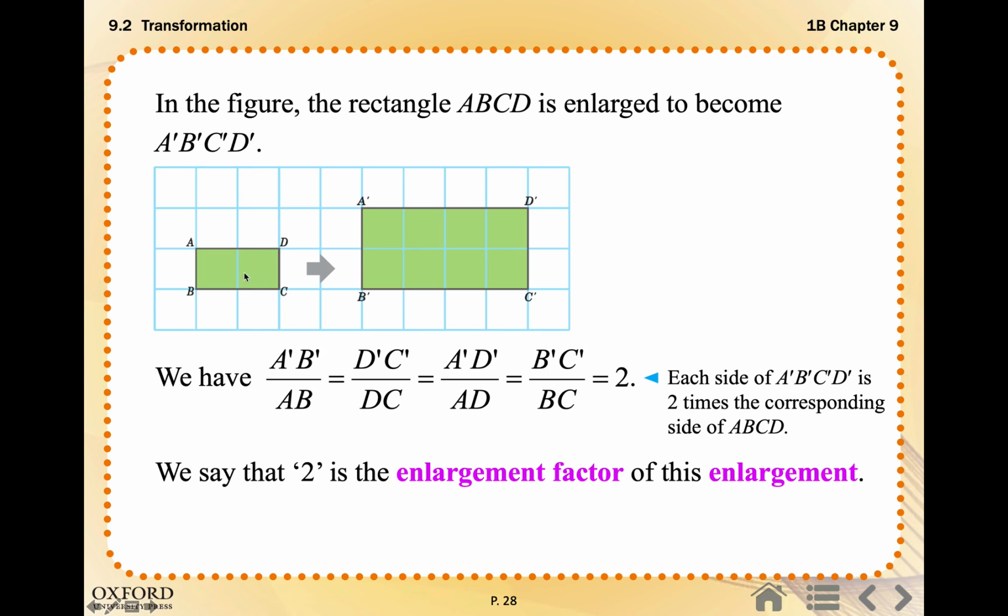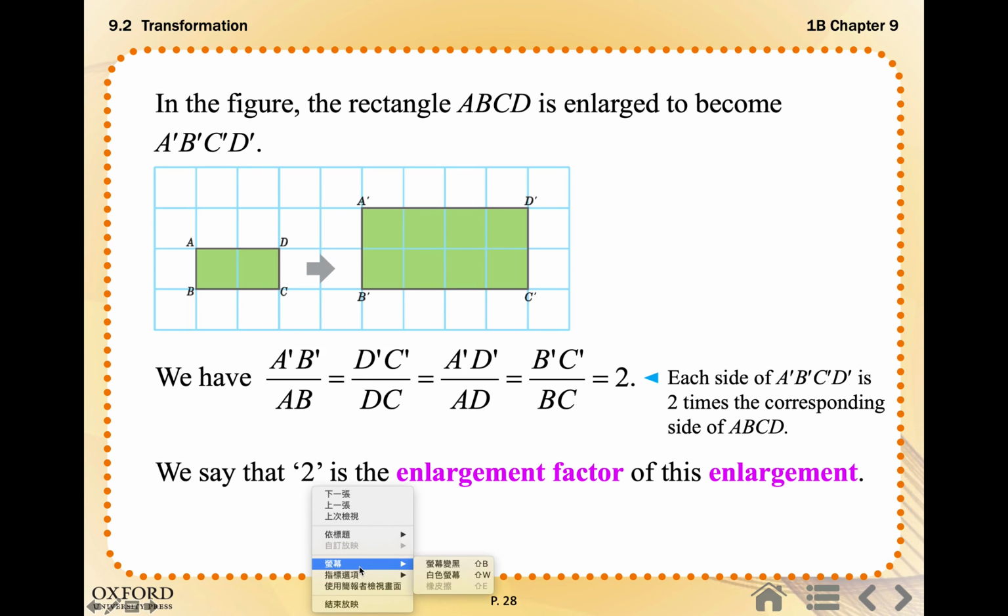For example, if you look at this one, originally the figure ABCD is a rectangle here. And then after the enlargement, of course, I hope that you can see that this is the enlargement because A dash, B dash, C dash, and D dash is a larger rectangle than the original one. So it is the enlargement. Then how to find the enlargement factor?